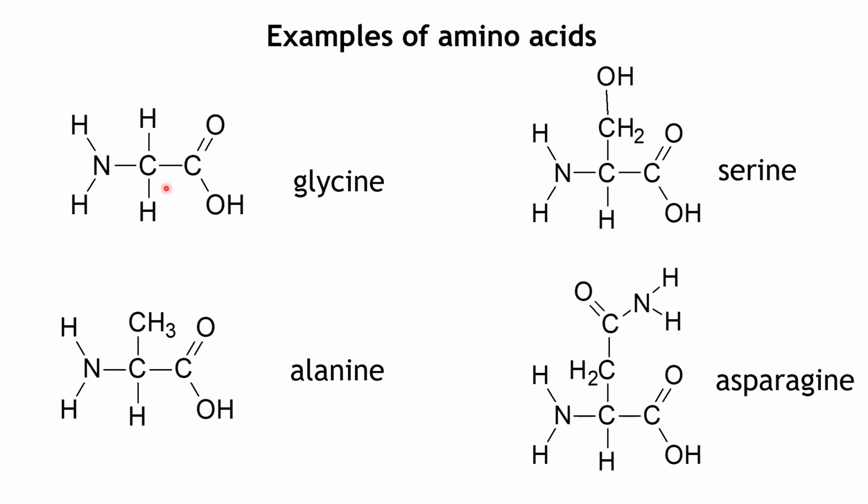And what makes glycine and alanine and serine and asparagine different is this R group. So glycine has H in its R group, alanine has a methyl group, serine has a CH2 with a hydroxyl group there, and asparagine has an amino group and what we call a carbonyl group, a C double bond O here.